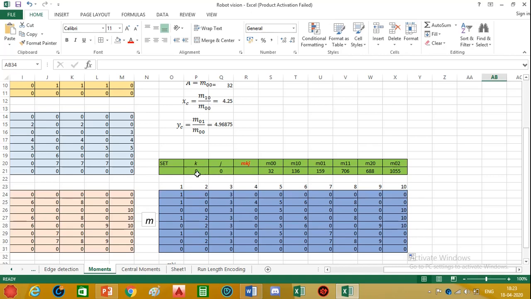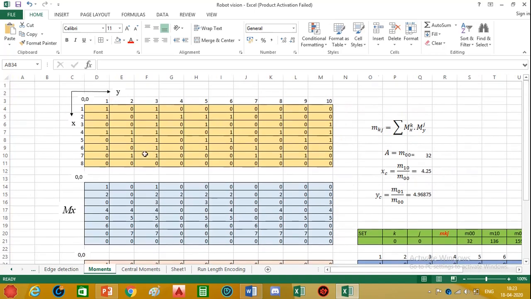If we set k equal to 1 and j equal to 0, or k equal to 0 and j equal to 1, then we get moments m10 and m01, which are the first order moments. Similarly, m11, m20 and m02 are second order moments.